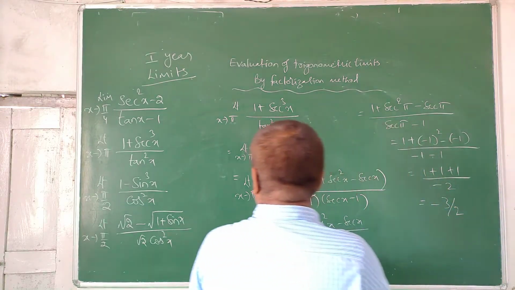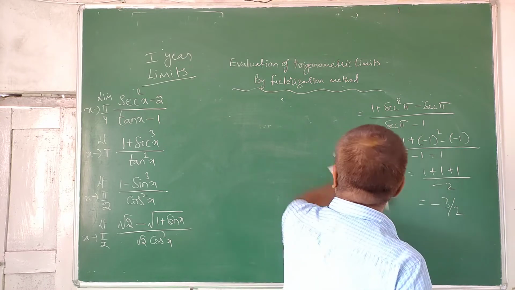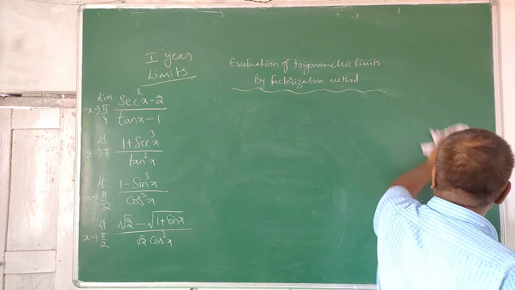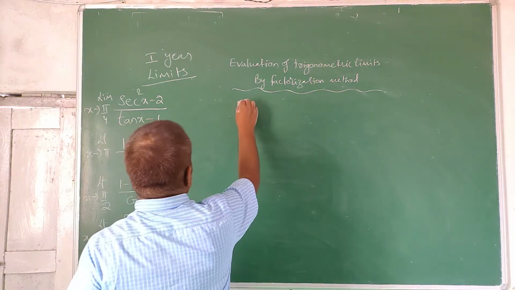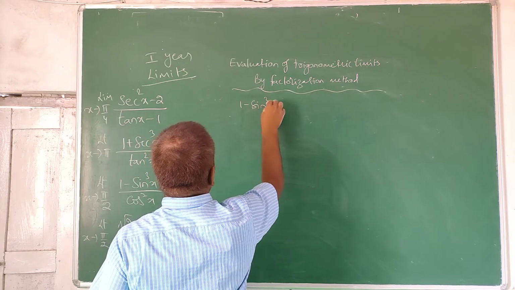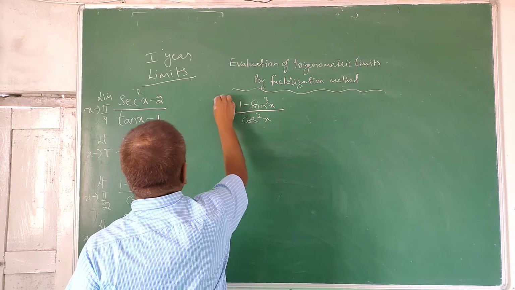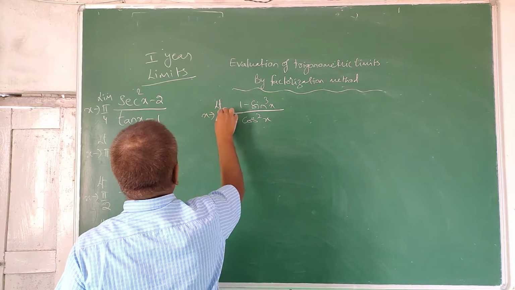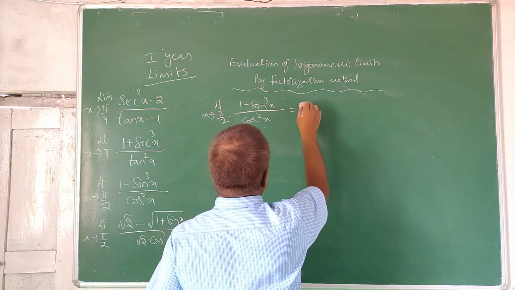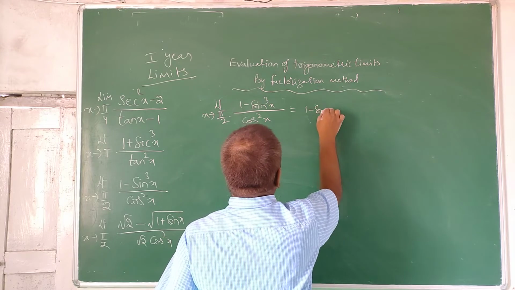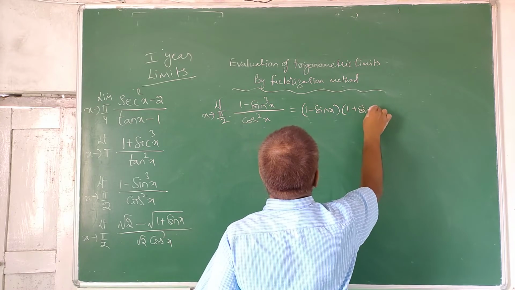Now if you go for the next question: (1 minus sine cubed x) divided by cos squared x as limit x tends to pi by 2. This is the next question. Then you expand this in a cubed minus b cubed form, which gives you (1 minus sine x) into (1 plus sine squared x plus sine x).